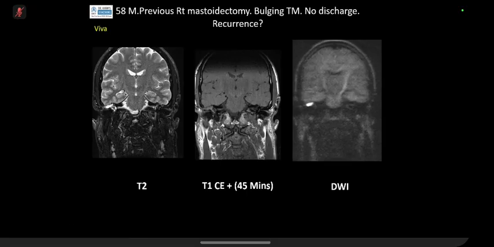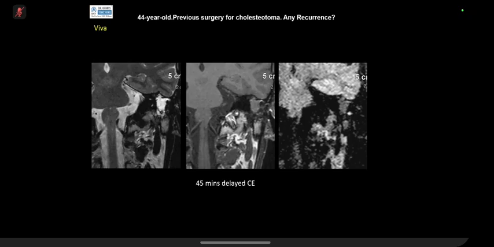The counter argument is, why are you doing this? Even if you say it is granulation tissue versus fluid, it will not change management. So just do a DWI sequence and correlate with other non-enhanced sequences, correlate the anatomy, and tell the clinician what it is. So here, this is a post-surgical case. This is 45-minute delay, and on DWI there is no enhancement. So there is no recurrence in this case.